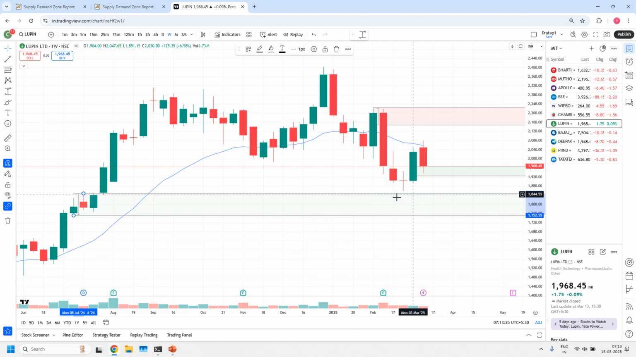See this weekly zone. Is it overlapped with the daily zone? No. So that is the reason why the software does not list this stock under weekly zone confluence. So it is not having any zone confluence. It is not having any EMA confluence, weekly EMA.